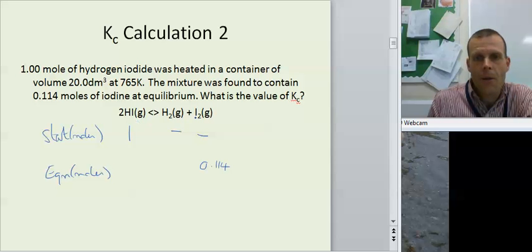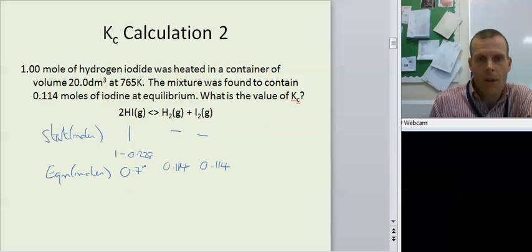So if I'm forming 1 mole of iodine, I must be forming 1 mole of hydrogen as well. So the number of moles of that would be the same. How much of this is left? Well, 2 moles of that give me 1 mole of this. And I've made 0.114. So that must have come from 0.228. So how much of that original 1 is left? Then that's going to be 0.772.